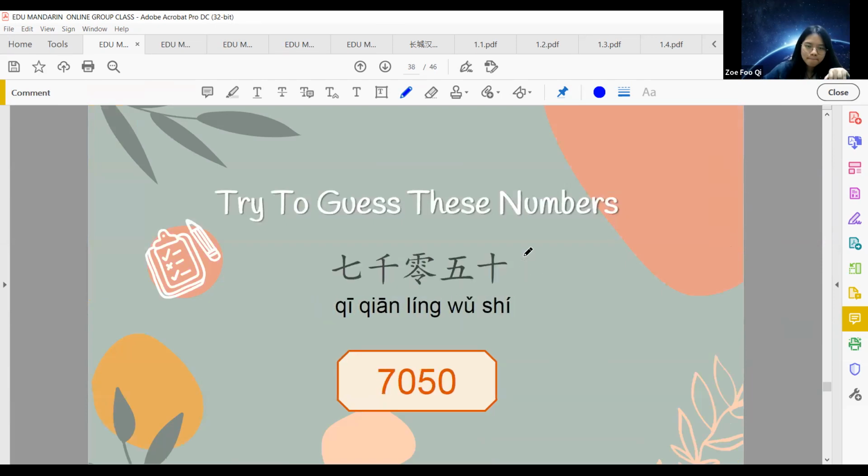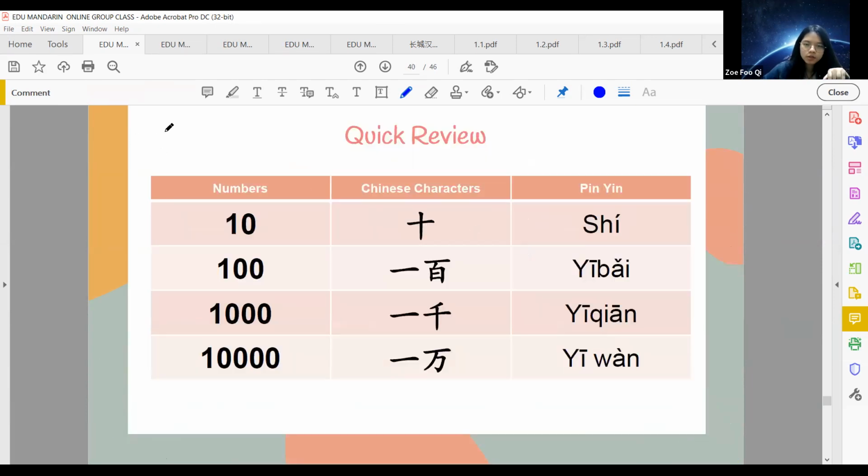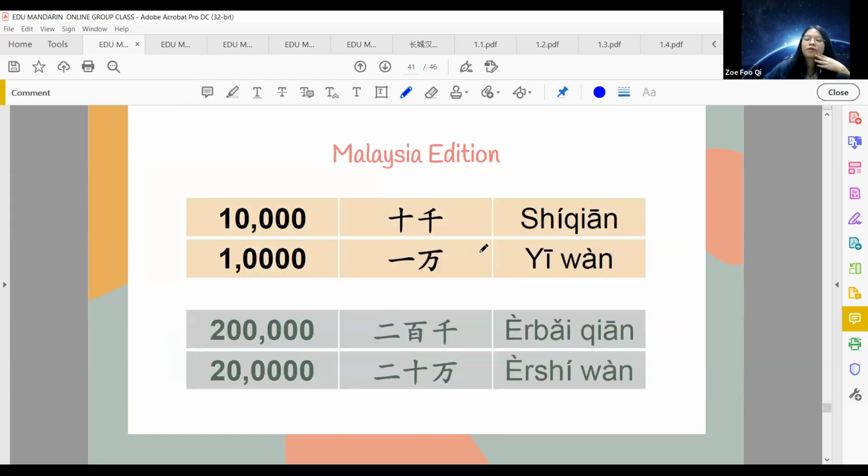Okay, so this one is also important. So we have the single one, 个, and this one is 十 for the 10 digits, 100, 1000, and 10,000. Therefore, for the Malaysia version would be 10,000, like the 10 and then 1000. 10 and then 千, or you can just say 1,000.